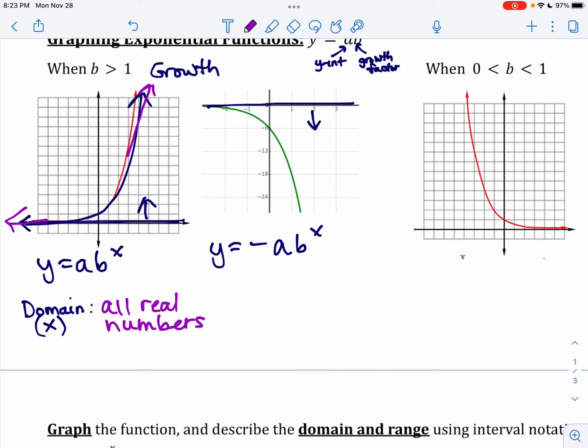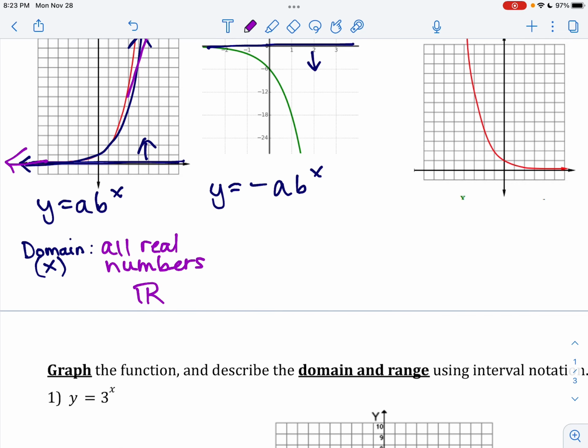And remember, we can use that big capital R to represent all real numbers. This is what I'm expecting you to use. Everything that we do for exponential growth and decay, the domain is always going to be all real numbers, so you should not miss this part on a test or a quiz. The domain is always all real numbers. You may see it go from negative infinity to infinity. So you may see something like that, those negative numbers. But this right here is what I'm expecting you to write. All real numbers, or the capital R representing all real numbers.